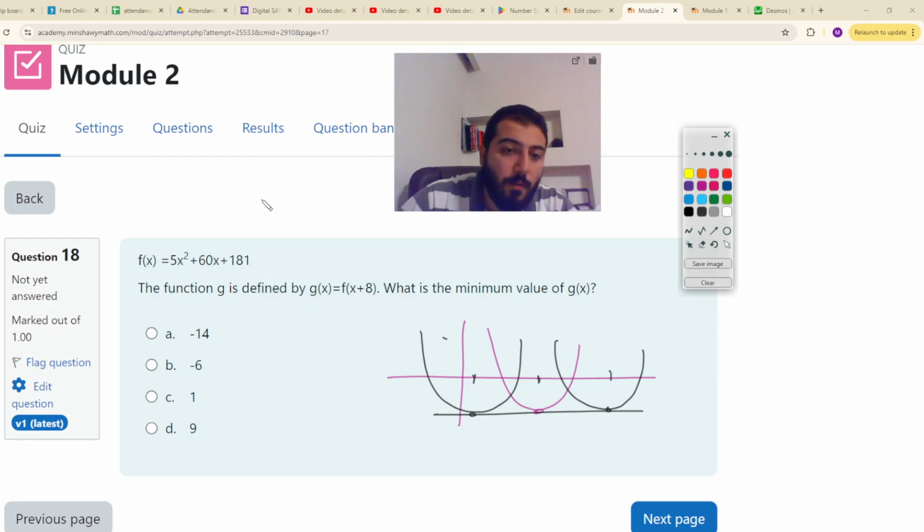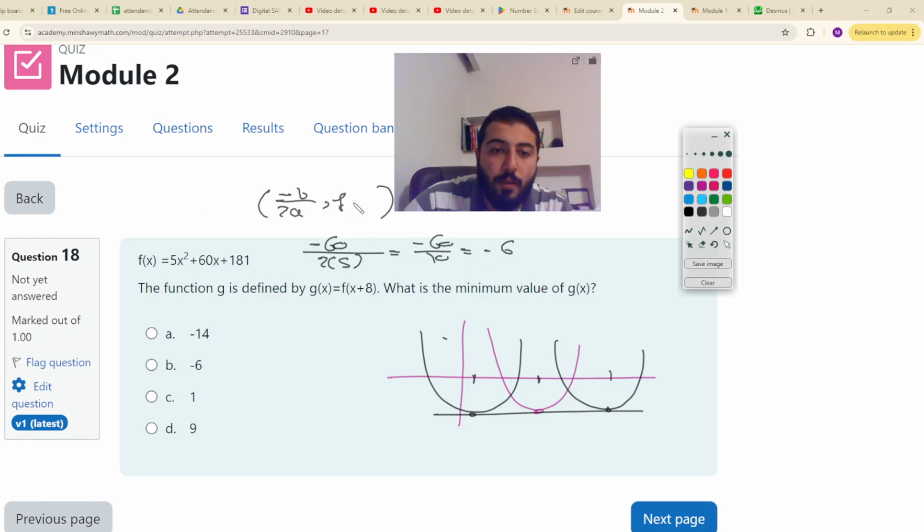So how do we get the minimum value? You should get the vertex. First, you can get the x value of the vertex by negative b over 2a. Then you substitute this in the function to get the y value of the vertex. Negative b is negative 60. This is b. Over 2 times a, which is 5. So it is negative 60 over 10. That leaves us with negative 6.